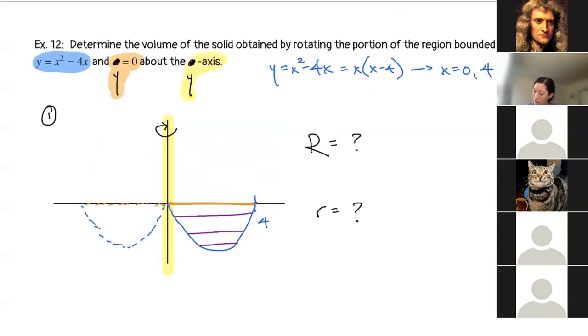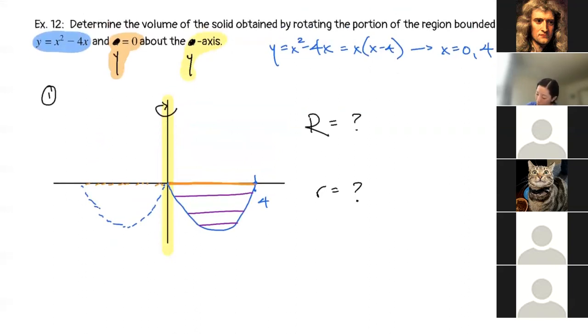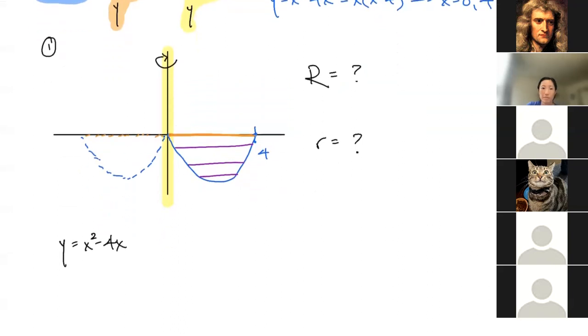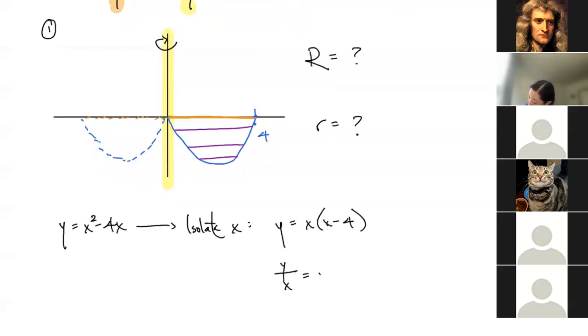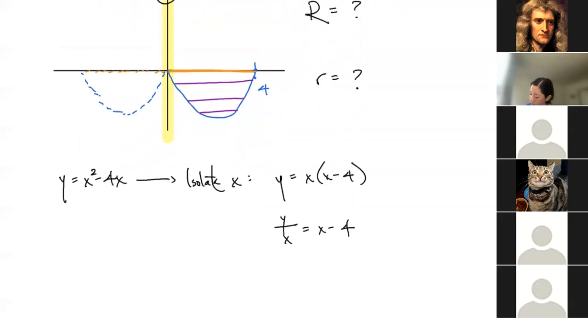Maybe writing it in terms of x. Okay, let's see. All right. How would I solve for x? To isolate x, what would that look like? Okay, so we factored before x minus 4. And so we could divide. So y over x equals x minus 4. Y over x minus x equals negative 4.